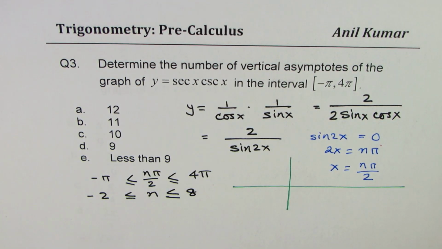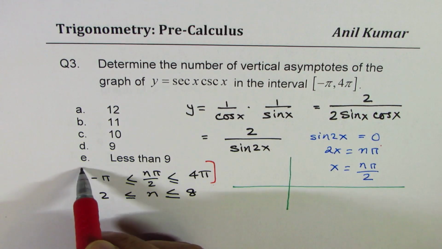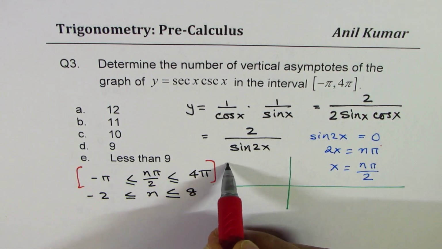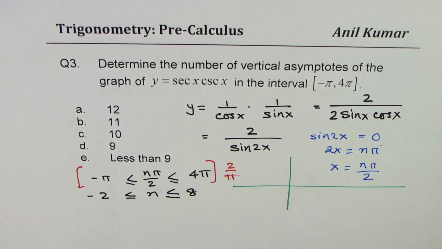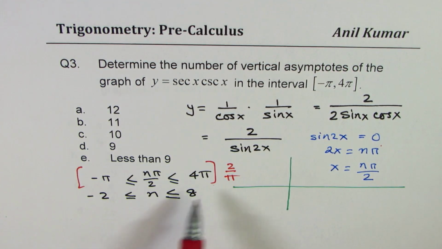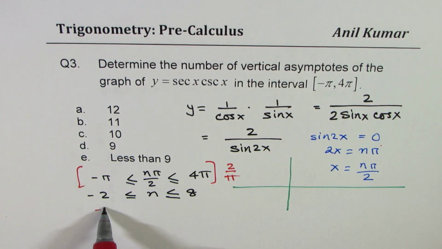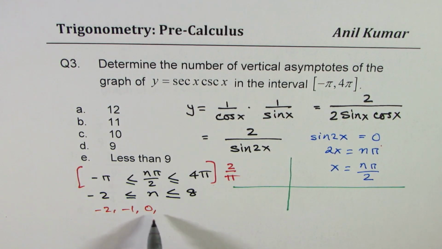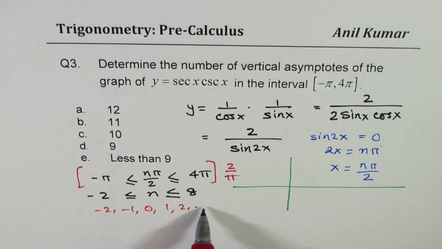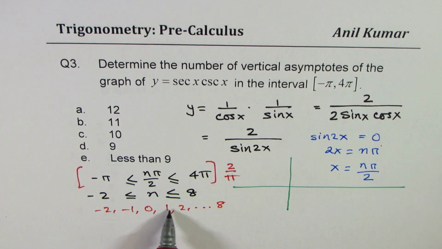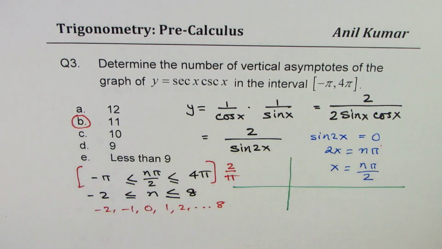So what did we do here? The whole equation was multiplied by 2 over pi. Do you get it, right? So we combined two steps. You have seen how we did it in the previous example. Now that gives you all the possible values of n. n could be minus 2, minus 1, 0, 1, 2, to 8, right? So these are 8 numbers, 9, 10, 11. So option B is the right option. Do you get it, right?